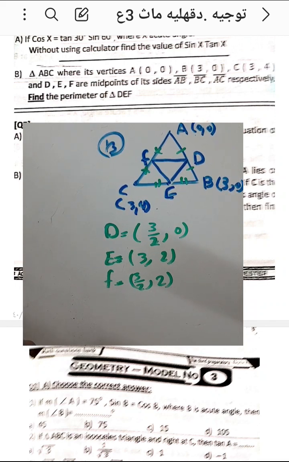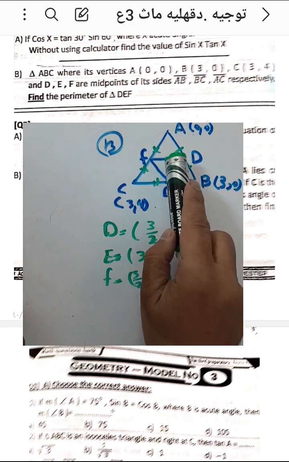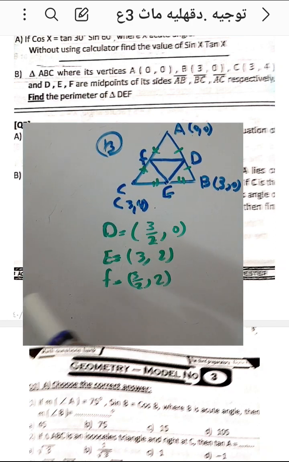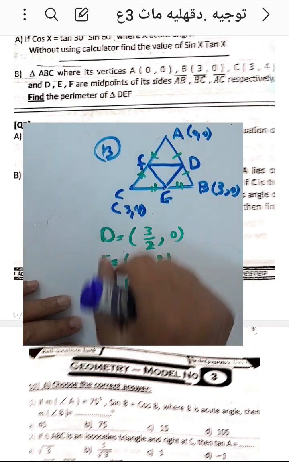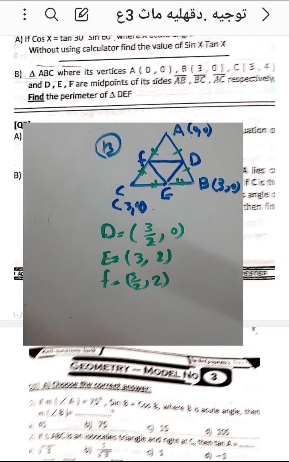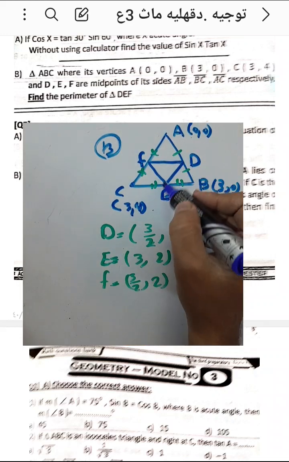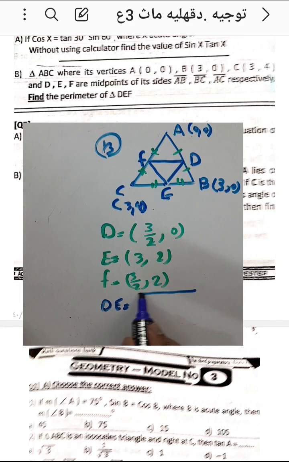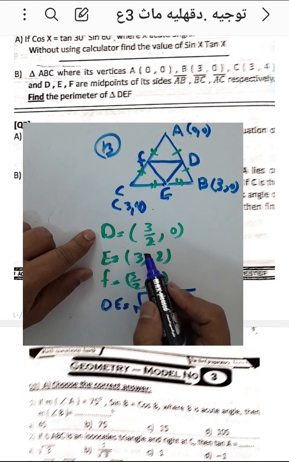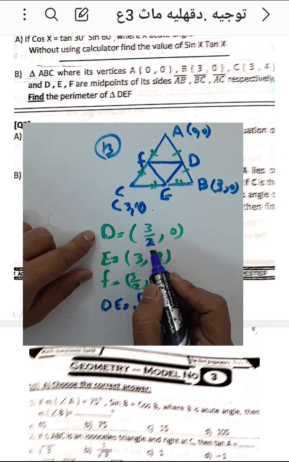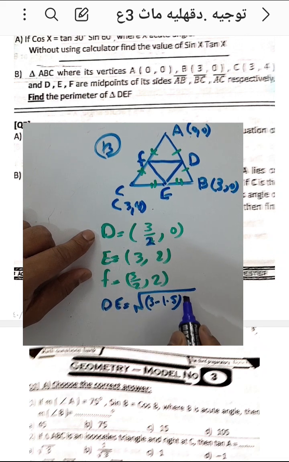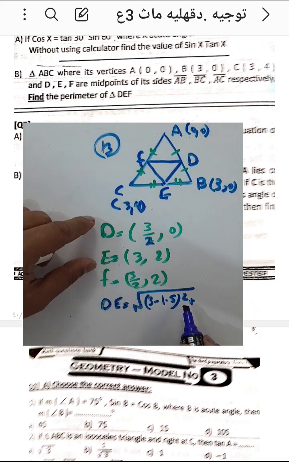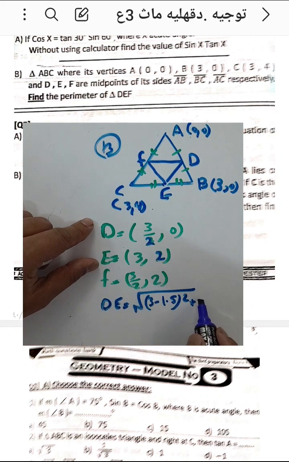And then we want to find the perimeter of triangle DEF. The perimeter of this triangle equals half of the perimeter of triangle ABC. You can find the perimeter of ABC and divide by 2, or find DE, EF and FD and sum all sides of this triangle. Okay, first step, I will find the length DE. DE is the square root of the difference between the x numbers, power 2, 3 subtract 3 over 2, 3 over 2 will be 1.5, 3 subtract 1.5 power 2. The distance between D and E, and 0 minus 2, it will be 2 power 2, it will be 4.